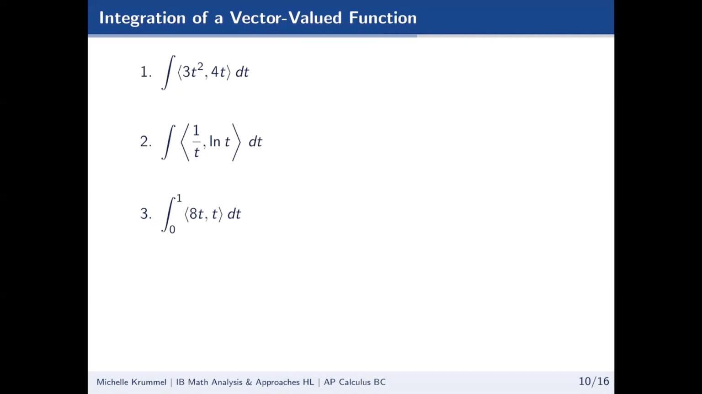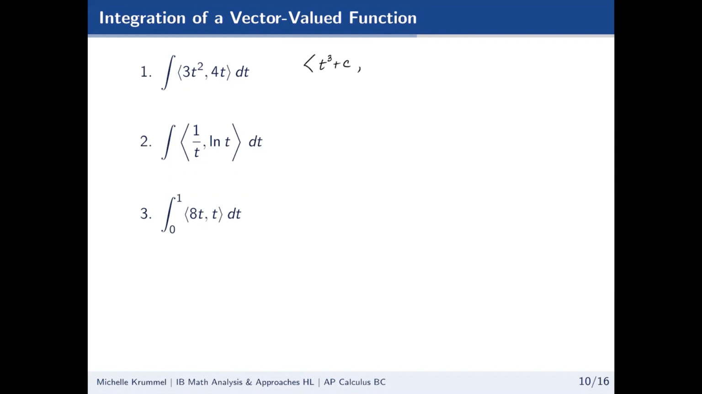So the first two are indefinite integrals. Number 3 is a definite integral. We'll start with number 1. Pause for a moment and see if you can figure out what it is, just by what you already know about integration. Okay, for number 1, we're going to integrate this x component 3t squared, and when we do that, we get t cubed. Well, I shouldn't say just t cubed, because if we integrate 3t squared dt, we get t cubed plus c. And that's going to be our new x component here.